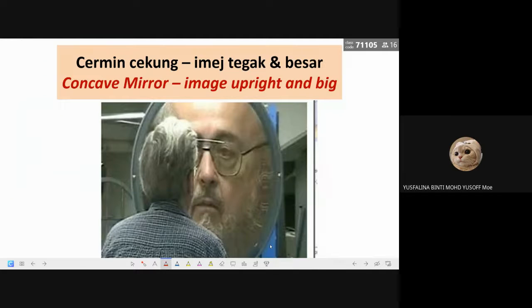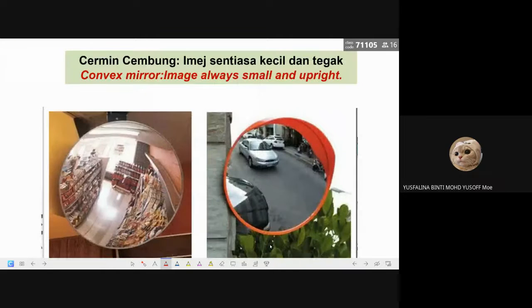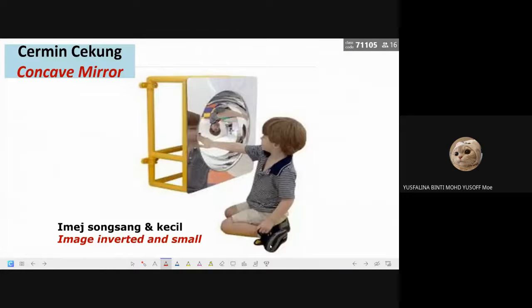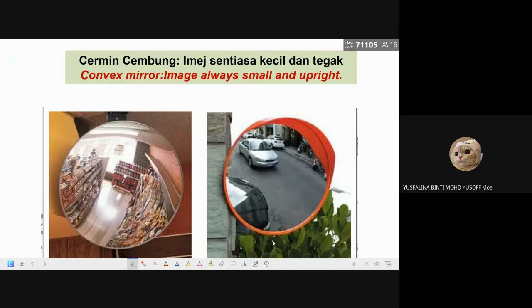The concave mirror produces an image that is upright and big, and another that is inverted and small. So it can form two types. Later we will see how the image is formed from the ray diagram, so you have to learn how to draw. And for the convex mirror, the image will always be small and upright.